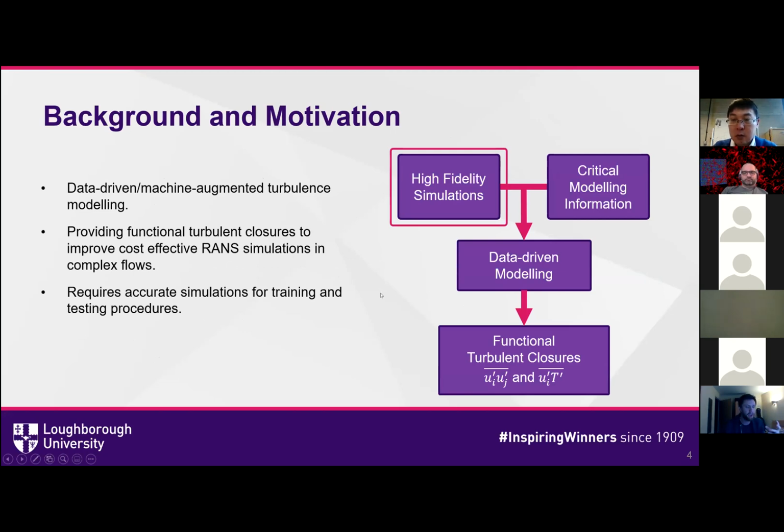But one of the challenges here is producing very high fidelity simulations that accurately describe these flows and provide a robust set of solutions that we can use to drive these functional turbulent closures. So that has essentially inspired the work that we're talking about today, looking at the impact of prescribing inflow turbulence on these flows to produce these high fidelity data sets that we can use for training and testing procedures.